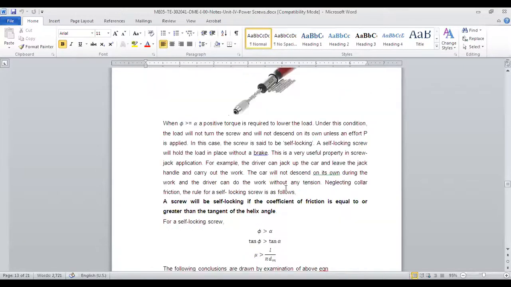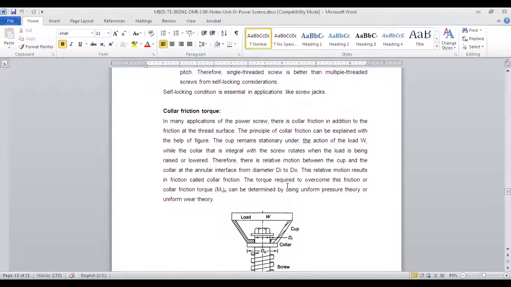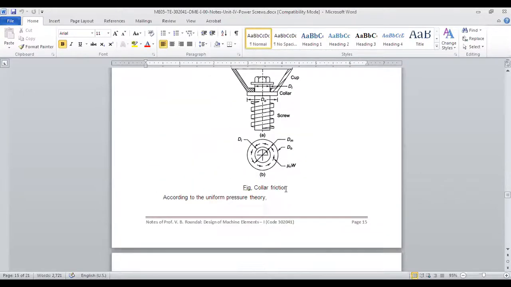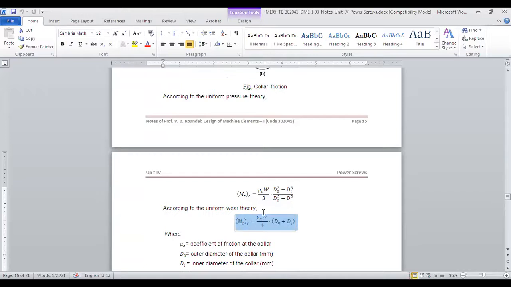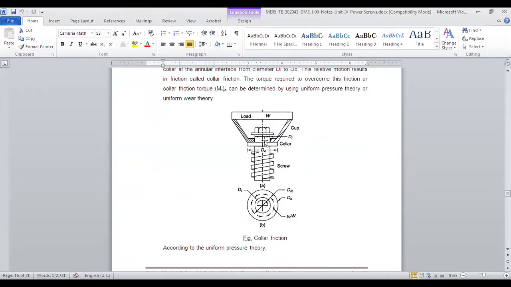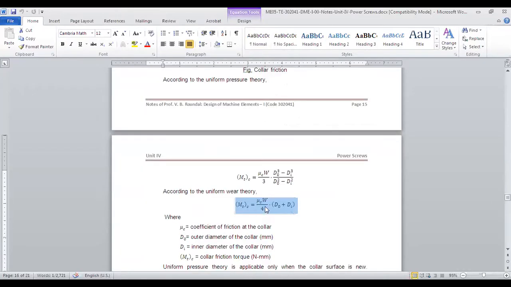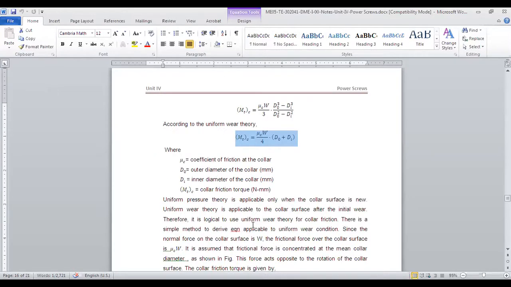So we have seen the concept of self-locking screw in the last lecture, and we have seen collar friction torque. There are two things, uniform pressure theory and uniform wear theory. Generally we use uniform wear theory. The torque required to overcome the friction between cup and collar is mu c into W by 4 into (do plus di). Do and di are the outside and inside diameters of the collar which are in contact. W is the load, mu c is the coefficient of friction. So once we know the torque required to overcome the friction of the collar and the torque required to raise the load, we can find out the total torque, and that we will use for our design.